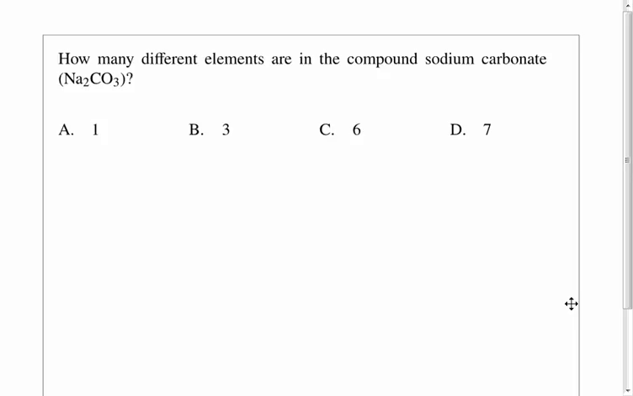Okay, for question number 1, we want to find out how many different elements are in the compound. We have sodium, carbon, and oxygen. It doesn't matter how many of them there are. We just want to know how many different elements. So there are going to be 3.